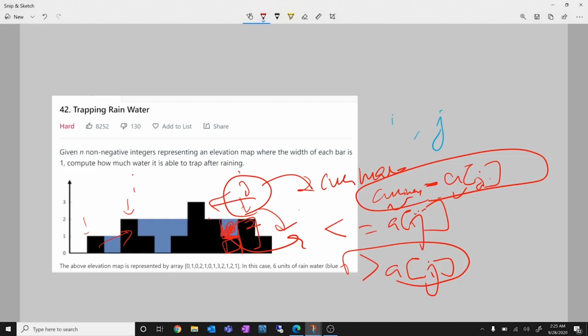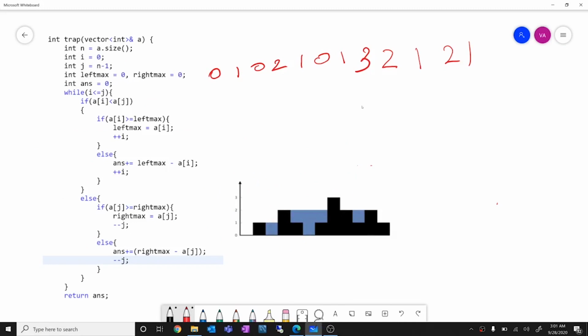I'll explain the given test case with a dry run of the code as well. Now that we've understood the approach, let's understand the code and try running it on the sample input. First of all, n defines the size of the array. i is the first pointer, which points at the 0th index, over here. j points at the end of the array, so it points at the n minus 1th index, which is this. So this is where my j is in this diagram.